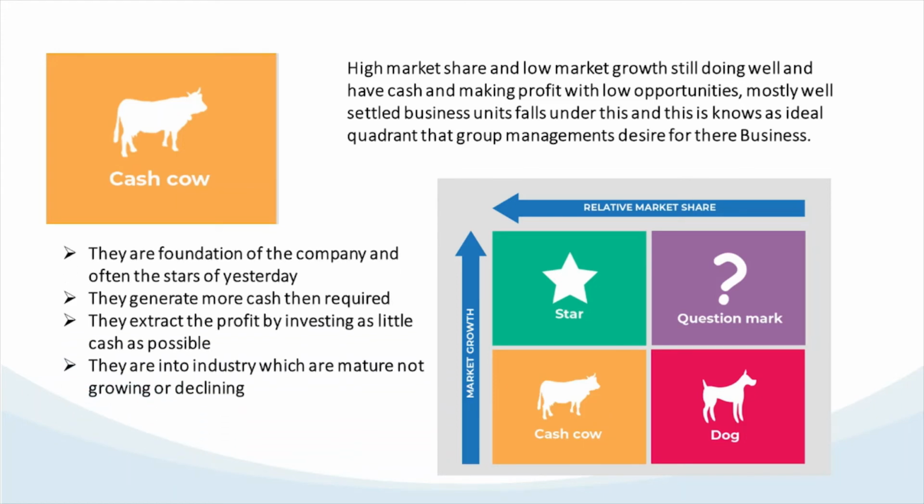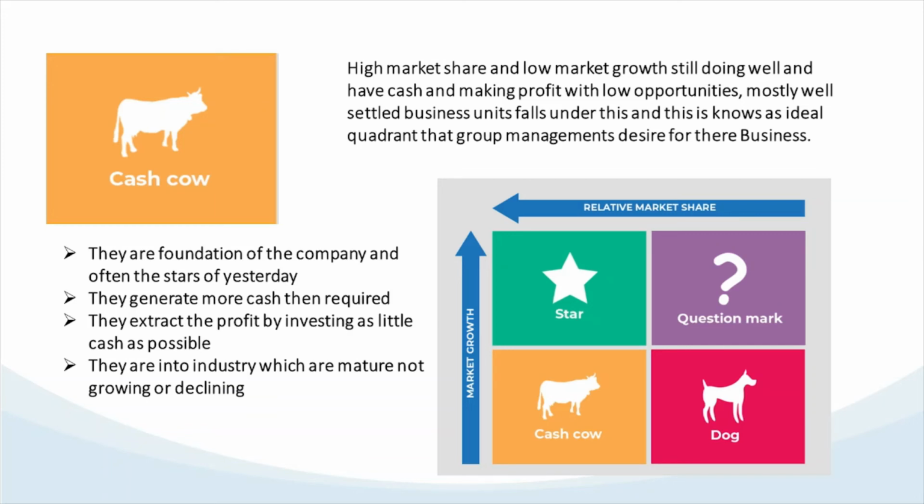They are the foundation of the company and often the stars of yesterday, meaning they were stars and then they couldn't hold on to the top position in the market share, and they fell to the cash cow that we have just discussed. They generate more cash than required, meaning they have surplus cash, and they extract the profit by investing as little cash as possible. They might use this cash to invest back into question mark departments or business units or whatever you call it.